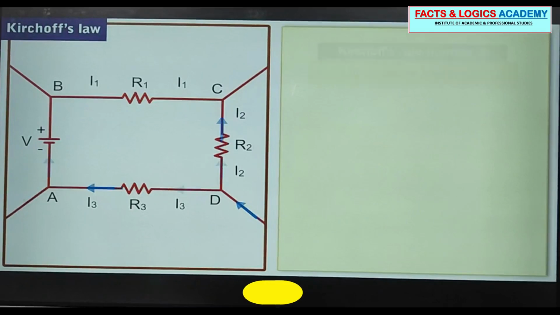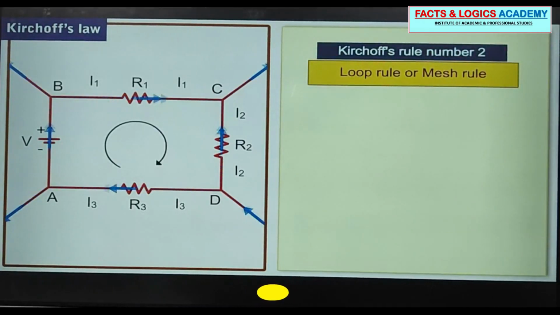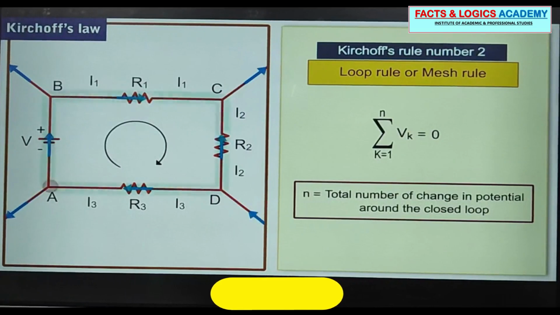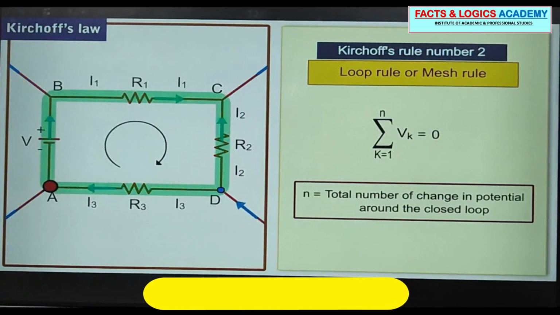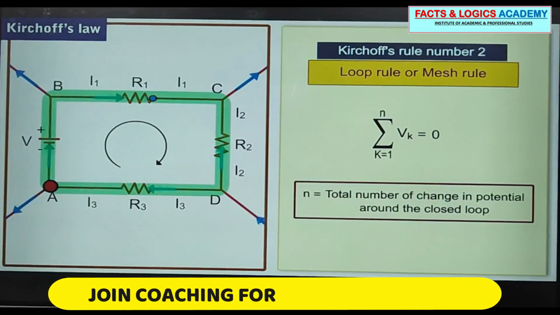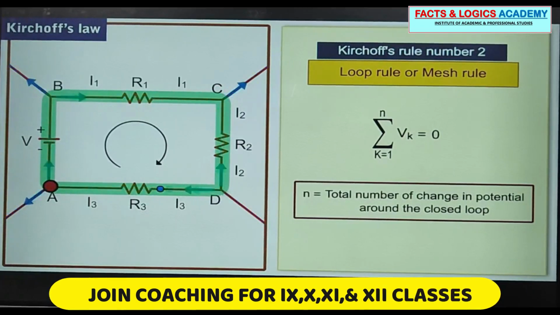Let us now study about the second rule. Rule number 2. Kirchhoff's second rule is also known as Kirchhoff's loop or mesh rule. The algebraic sum of changes in potential around any closed loop involving resistors and cells in the loop is 0. The electric potential at any point in a closed loop depends only on the location of the point in the loop. So, starting from any point in the loop, if we come back to the same point, the sum of potential changes must be 0.